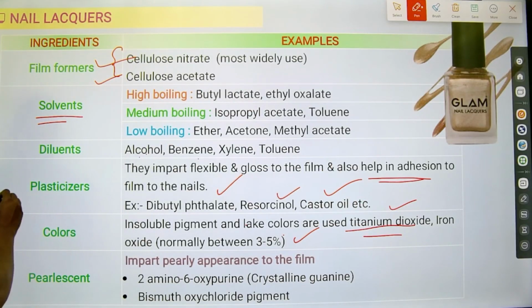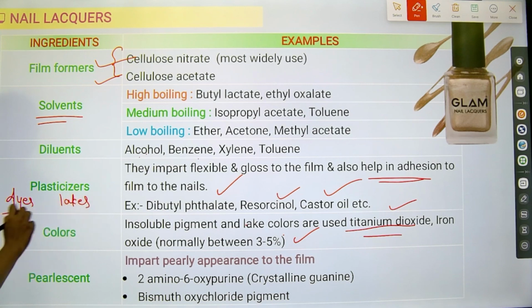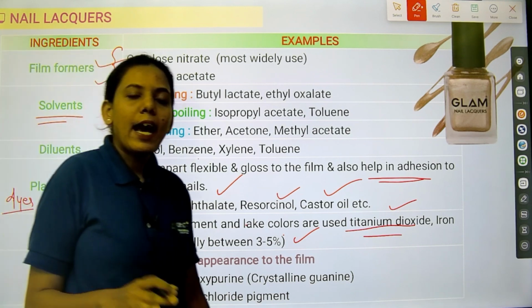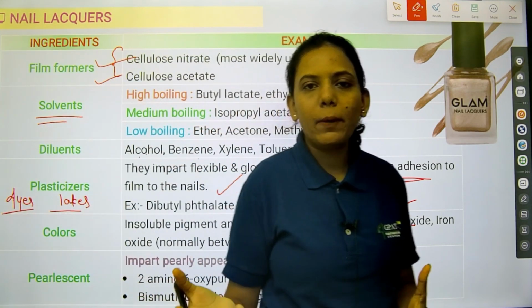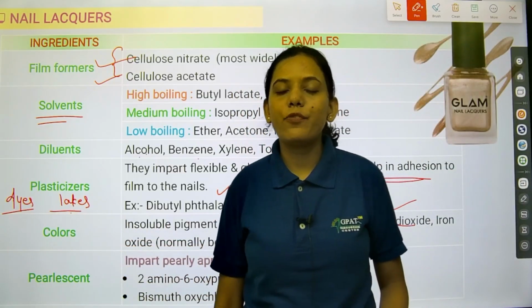So dyes and the lakes, these are types of colors only. Dyes are normal soluble colorants. Lakes are something which are the anhydrous forms of the dyes.